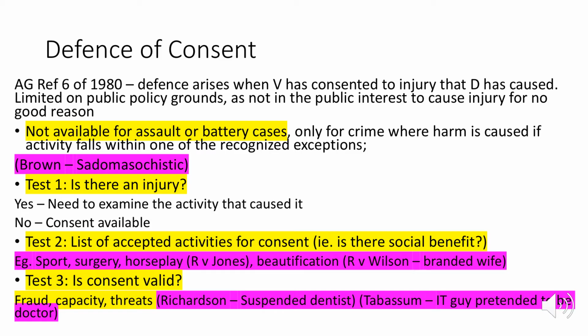So for test 1, is there an injury? If the answer is yes, you need to examine the activity that caused it, and if not, consent is available. Test 2 is a list of the accepted activities for consent, i.e. is there a social benefit? This can include sport, surgery, horseplay, R v Jones, beautification, R v Wilson. Test 3: is consent valid? Fraud, capacity, threats, all of these can make it invalid. Some cases include Richardson and Tabassum.